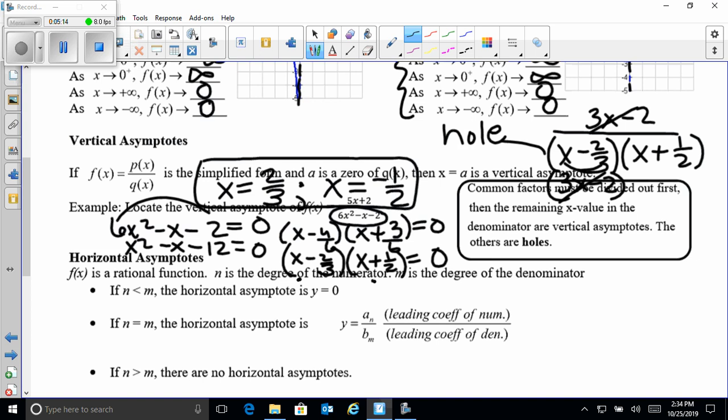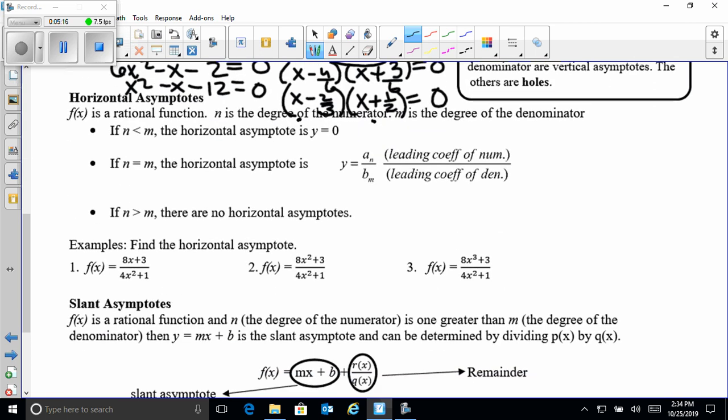Horizontal, we have 3 situations, and we'll look at all of them. So this is our first situation. We look at the degree of our numerator and our denominator, we compare them. So this is a degree 1, so 1 and 2, how do we compare that? 1 is less than 2. In that case, if our top degree is less than our bottom, our horizontal asymptote is at y equals 0.